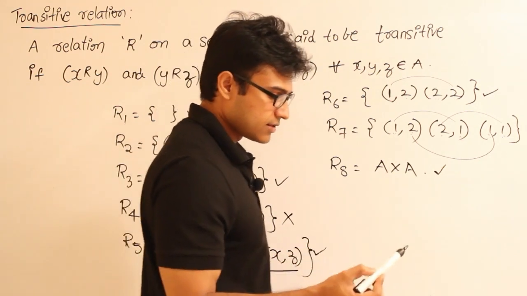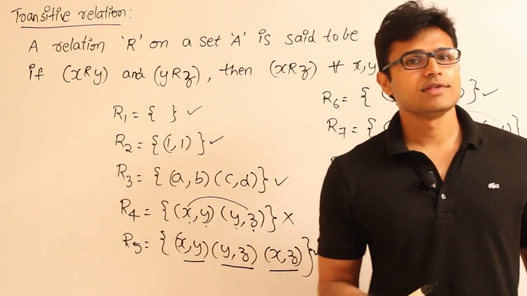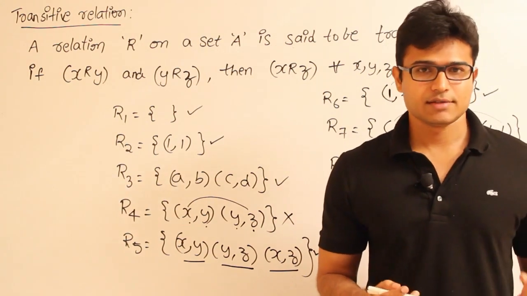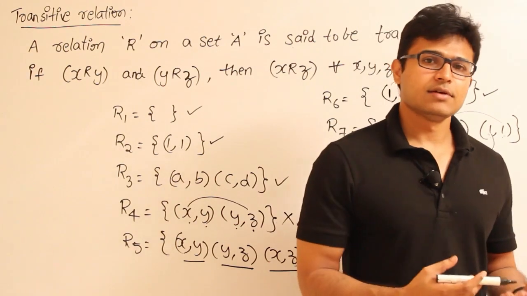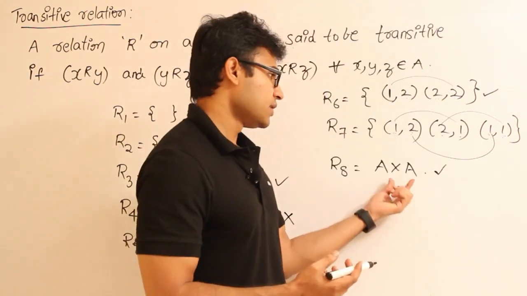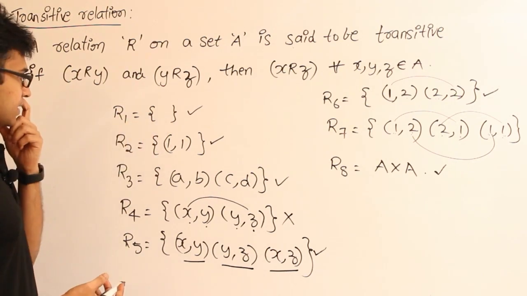Therefore, if there is any element like (x, y) and (y, z), of course (x, z) will be possible because everything is present there. Therefore, the largest relation which is transitive is A cross A, and the smallest relation which is transitive is the empty set.